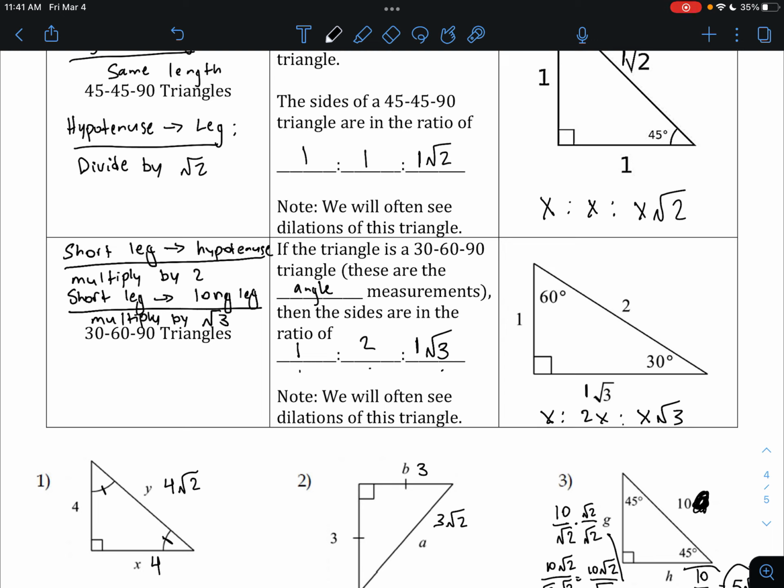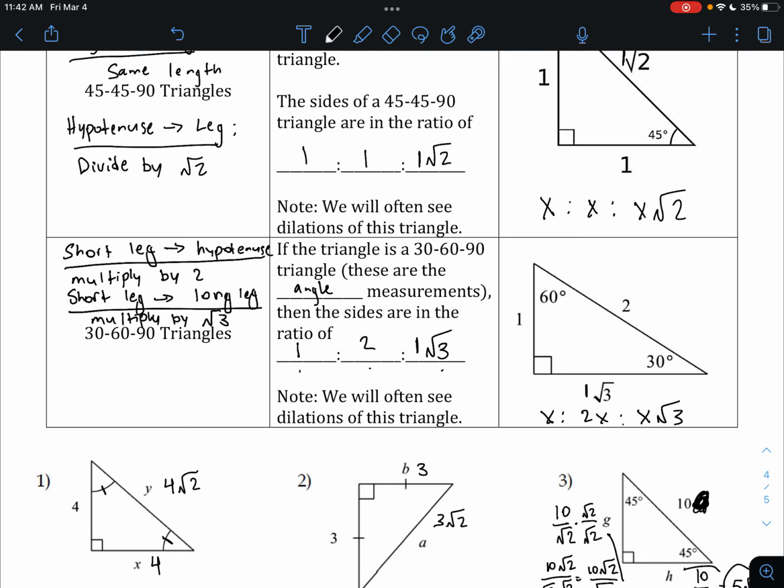There's not really a process for going from my long leg to my hypotenuse, or from my hypotenuse to my long leg. So we want to go through the short leg as kind of a middleman. You're probably going to need to find that short leg anyway, so it's easier to just find that and then use that to find our other missing side.